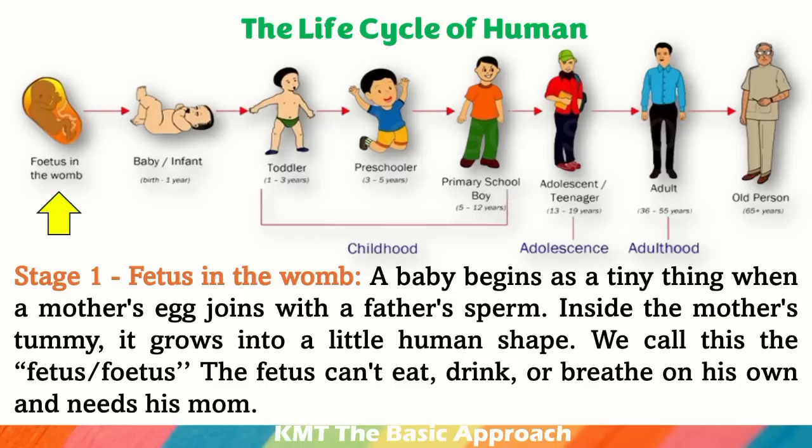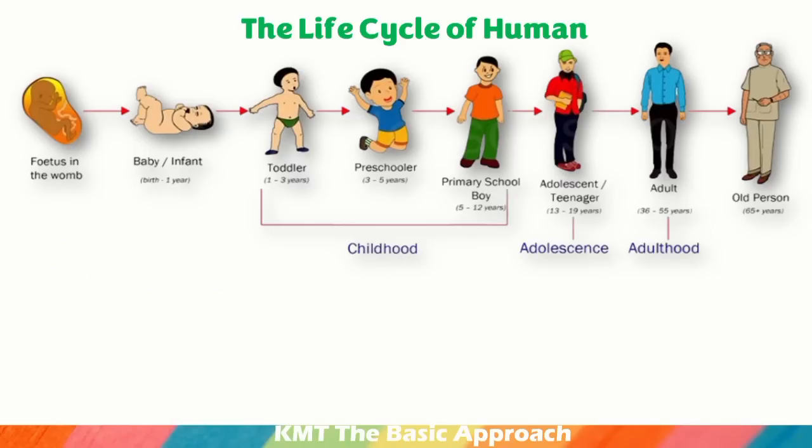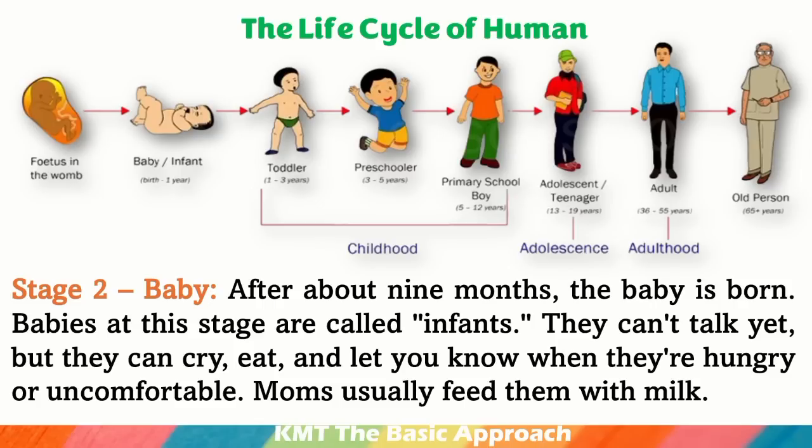The fetus can't eat, drink, or breathe on his own and needs his mom. Stage 2. Baby. After about 9 months, the baby is born. Babies at this stage are called infants. They can't talk yet, but they can cry, eat, and let you know when they are hungry or uncomfortable. Moms usually feed them with milk.